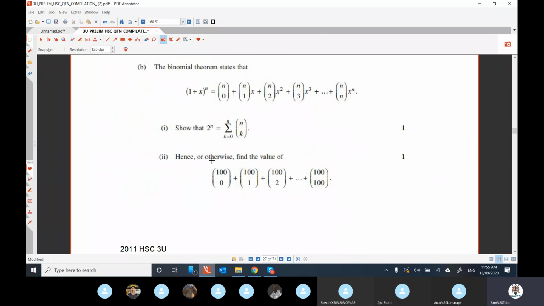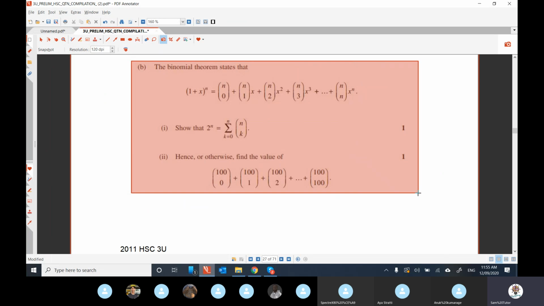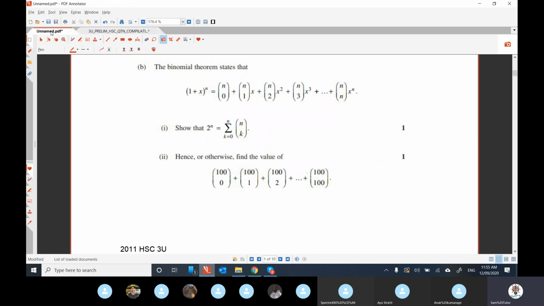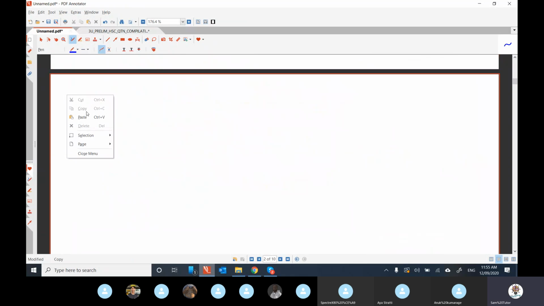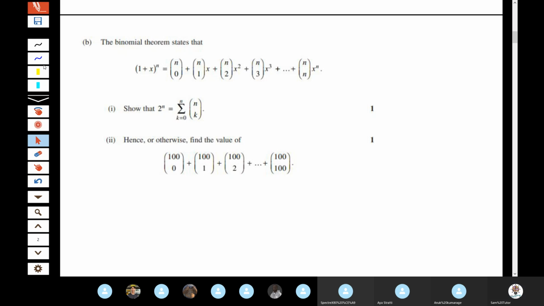All right. Binomial theorem states this, something that we already know. Let's try to see if we can finish this off. The binomial theorem states this. Show this. Obviously, what do we do with these ones by now? Let x equal 1. 1 plus 1 is 2. 2 to the n gives you n choose 0 plus n choose 1 plus n choose 2 plus all the way to n choose n, which is exactly what this is.